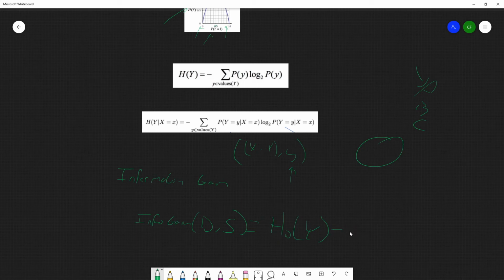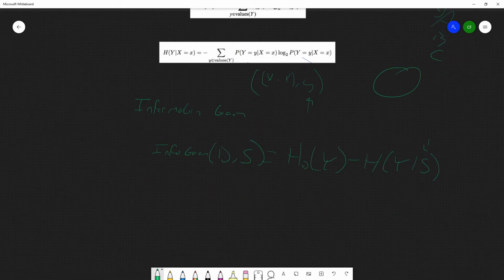minus the conditional entropy of that correct label, given the thing we are looking at. So in this case, we don't actually have a set for S. You have to find all of them. It means a bit more work, but still the same process. And that gives us the information gain.